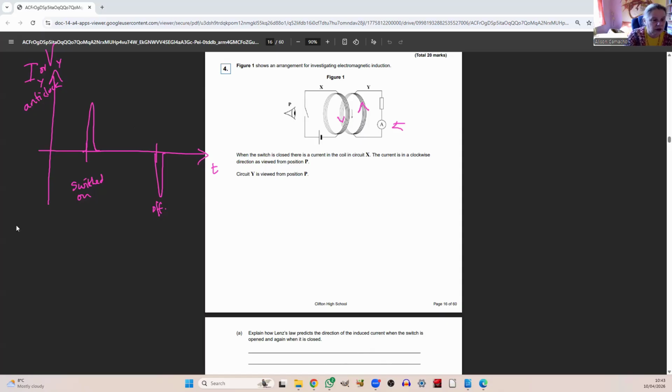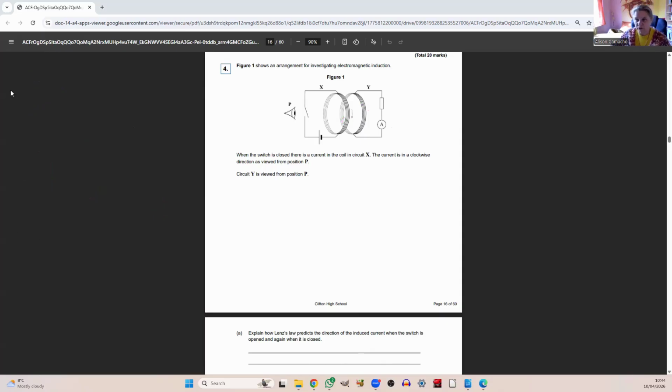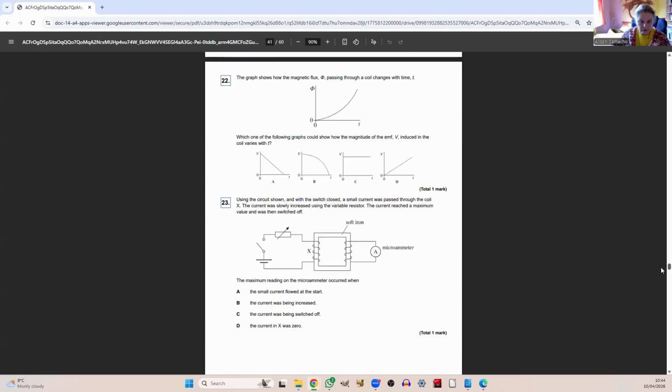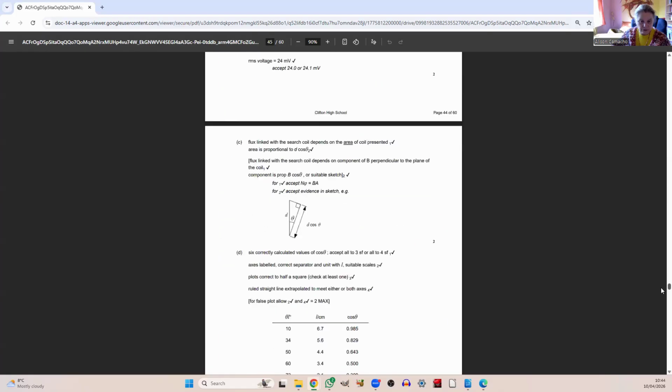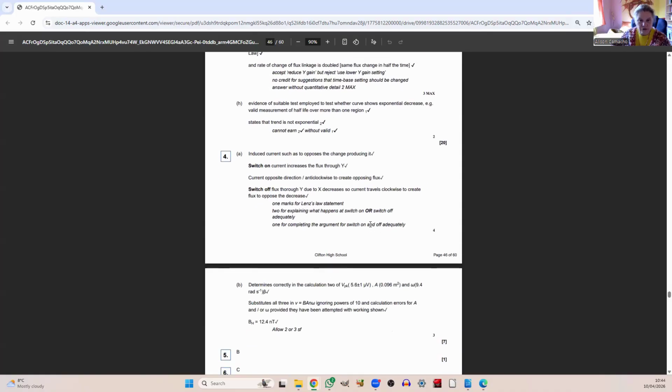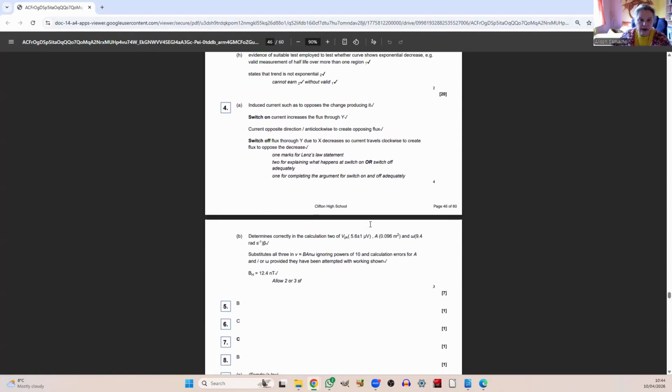Let's have a little look at the mark scheme so that you can see the sorts of answers that are okay and that will actually score you marks. So this is question number 4, and it's part 3. Gosh, 3 was a long question, wasn't it? Part A.